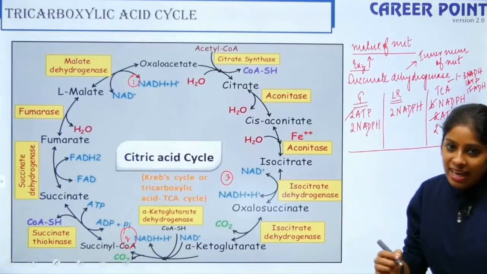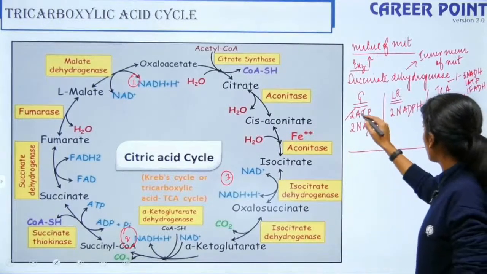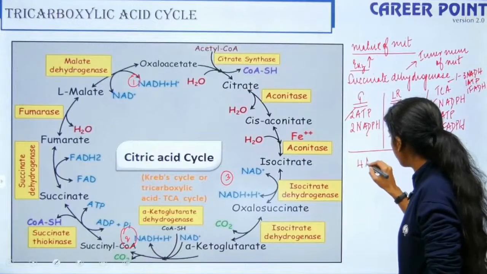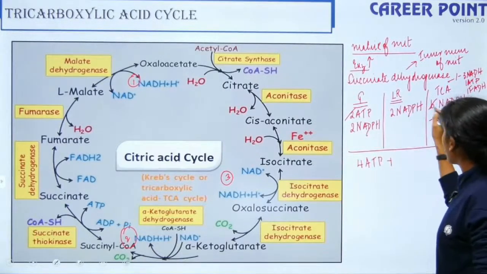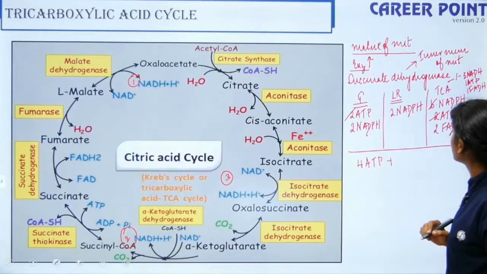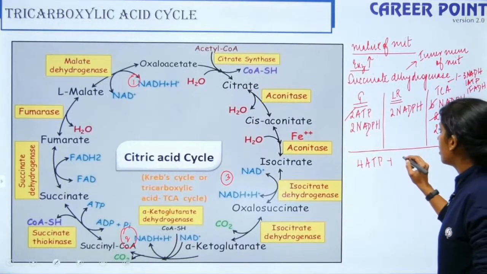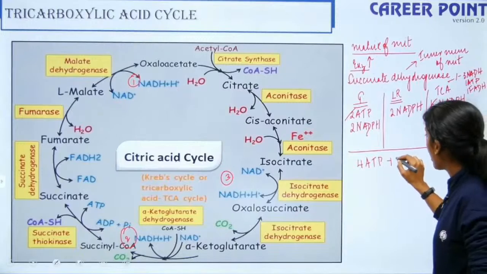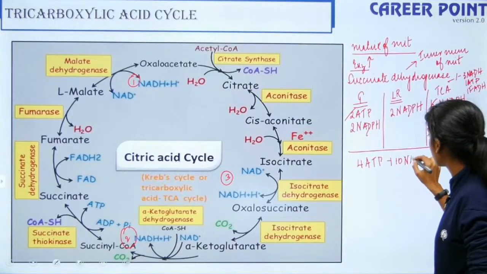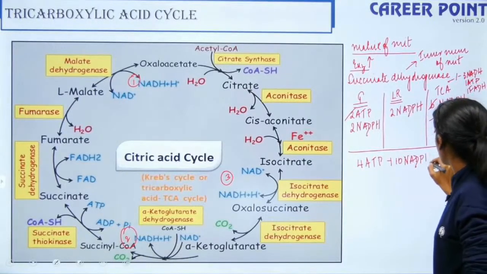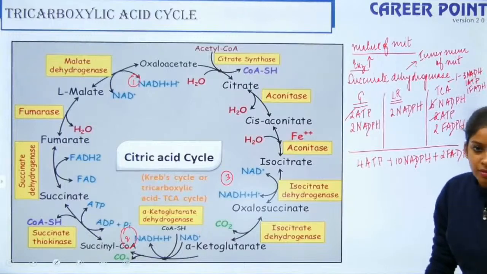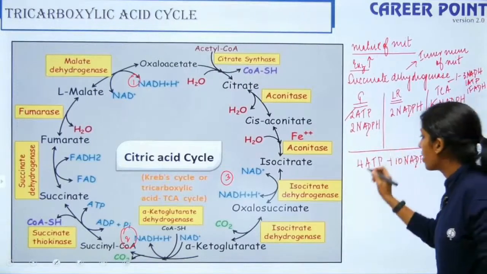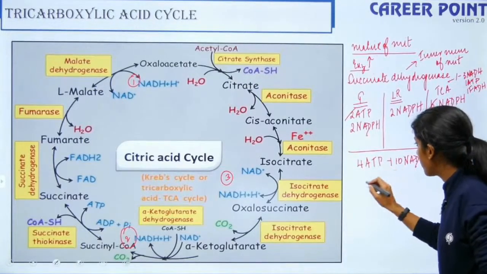Now I am converting everything in the form of ATP, right? So I have 4 ATP. So totally I have how many NADH? I have 10 NADH. Is that so? Yeah, so I have 10 NADH plus I have 2 FADH2. Right? Yes. So now convert everything in terms of ATP.